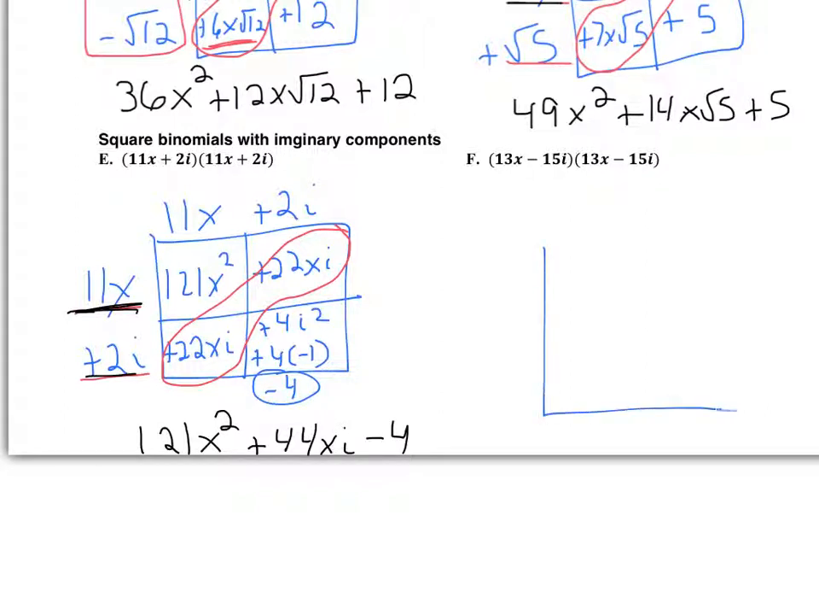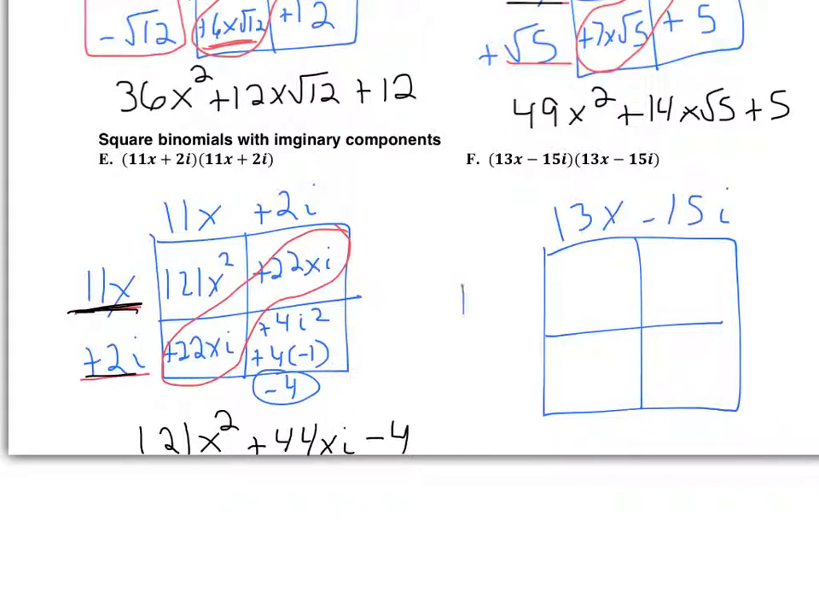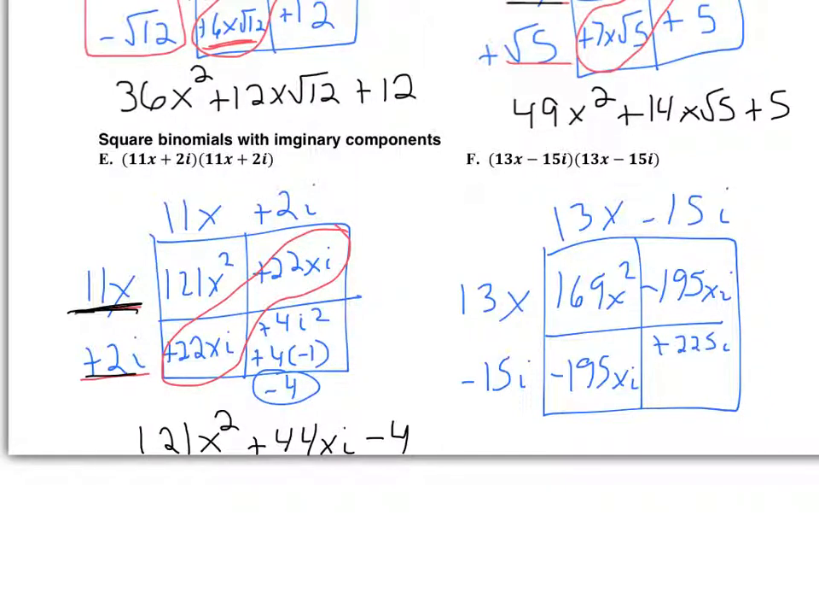Let's do that again on the letter F. So we have 13x minus 15i and 13x minus 15i. So that's 169x squared minus 195xi minus 195xi. And then negative times a negative is a positive 225i squared, which is really 225 times negative 1, which is negative 225.